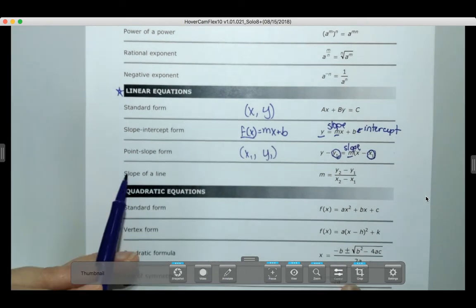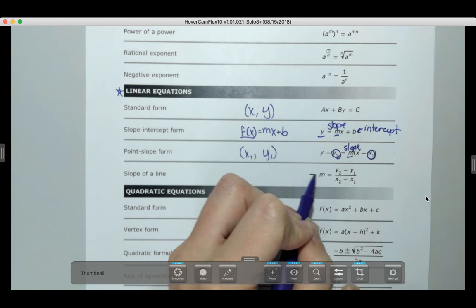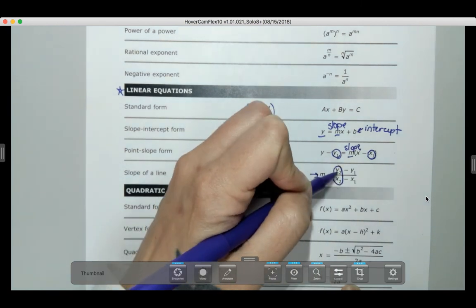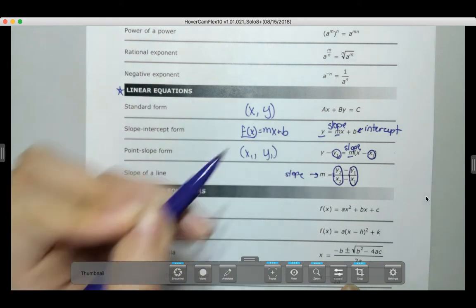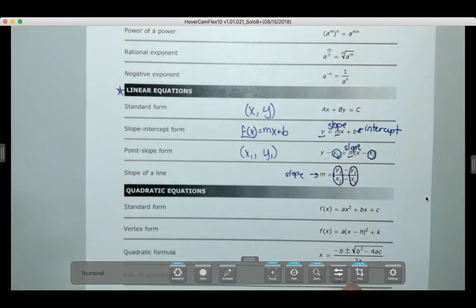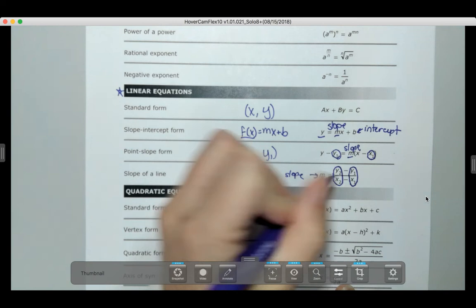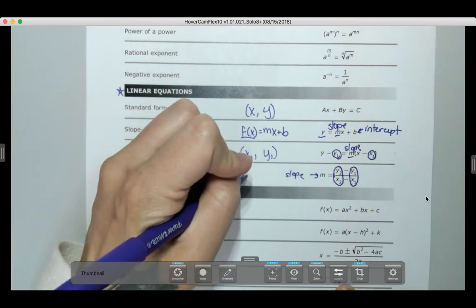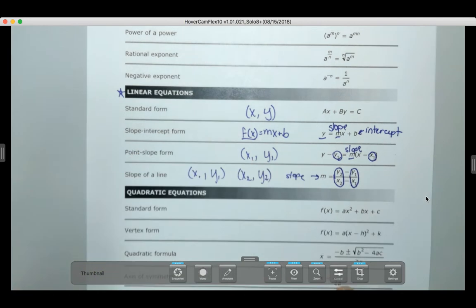The last thing we're going to note down here is the formula for the slope of a line. Again, the m stands for slope. And here you have 2 points. So whether you're given 4 points, 7 points, 10 points, or 2 points, you can find the slope of a line picking just 2 of those points that are going to be x1, y1, and x2, y2.